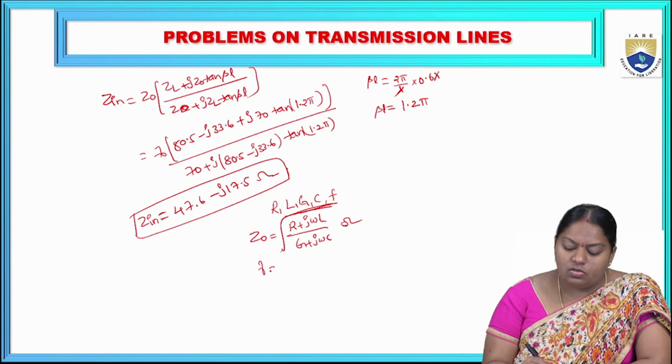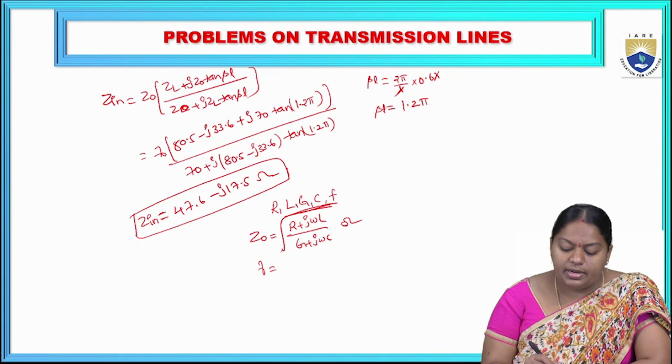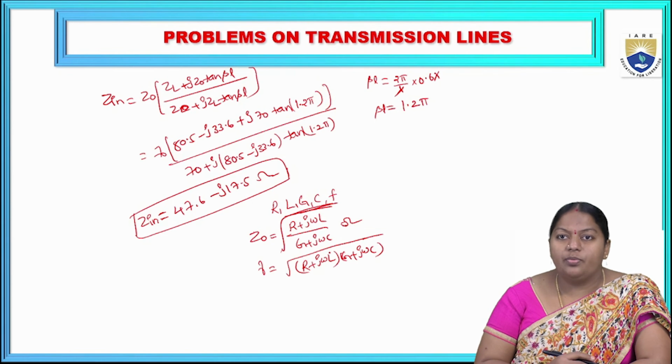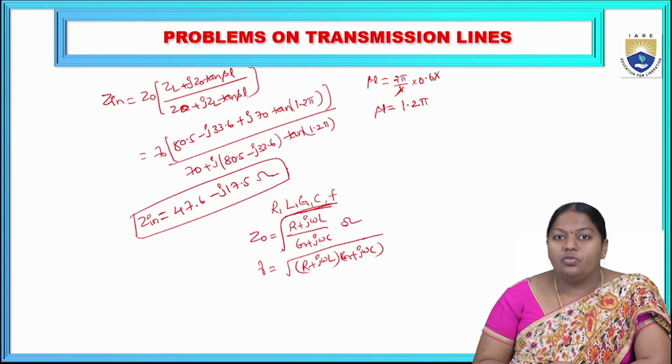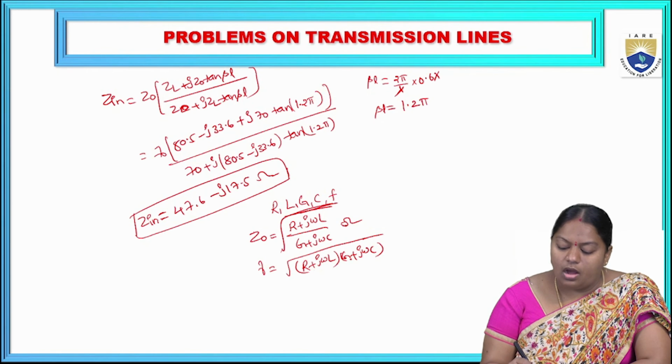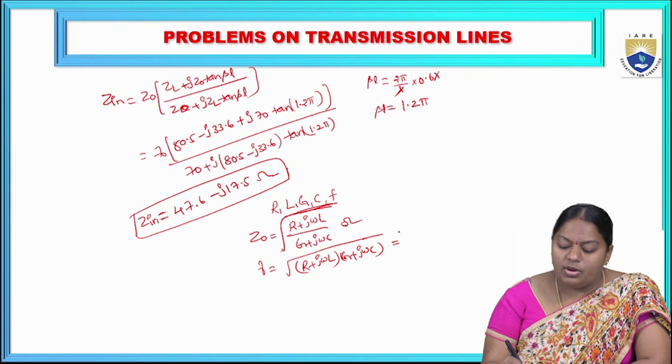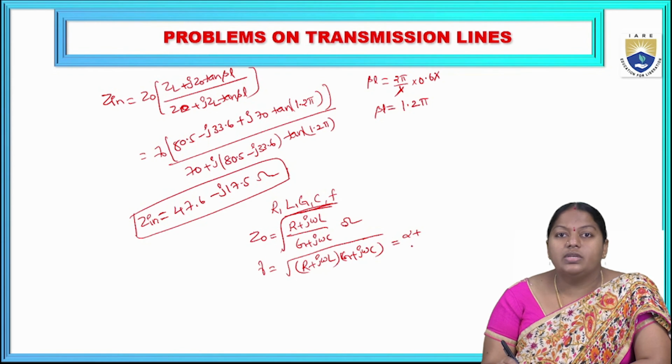And from that, the propagation constant gamma also needs to be evaluated. That is gamma equal to root over R plus j omega L into G plus j omega C. Now here also, if we substitute the RLGC values along with the operating frequency, finally gamma can be written in terms of a real term as alpha and an imaginary term as beta. Now from this we will consider the attenuation constant alpha and the phase constant beta.